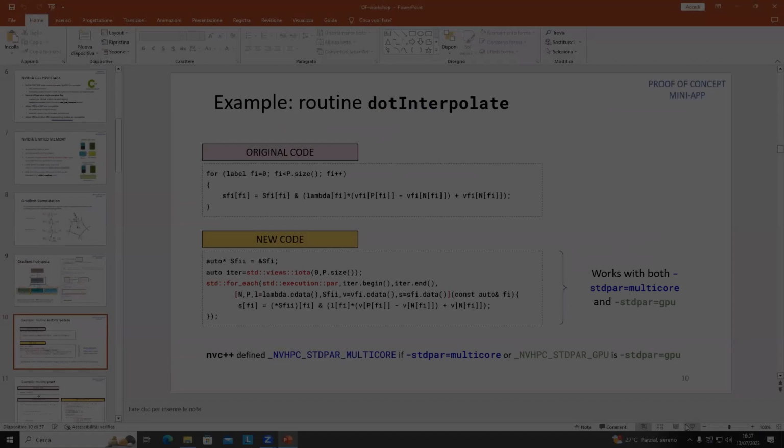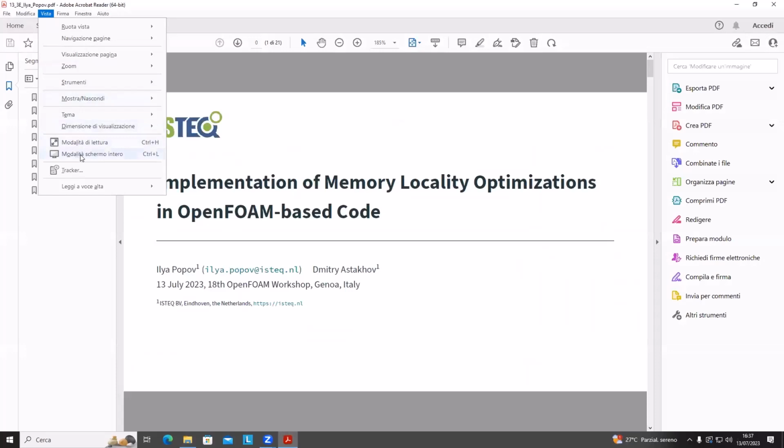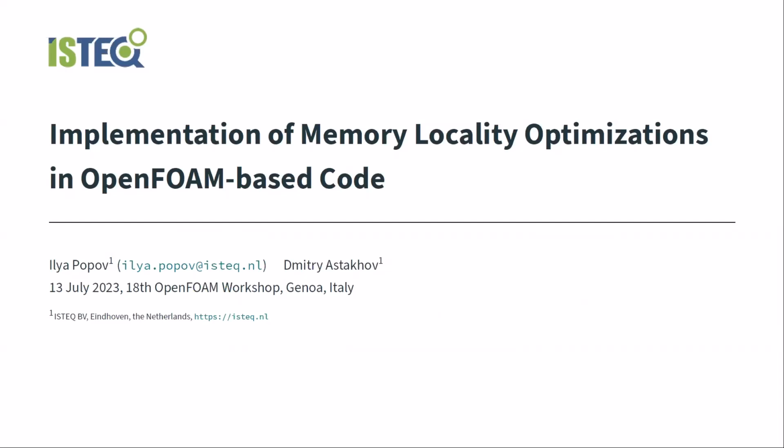Okay, next speaker is Ilya Popov, right? Okay, about the integration of memory locality optimizations into OpenFOAM. From ISEC BV, Eindhoven. What does ISEC mean? Is your institution a university or private? No, this is a private company. We do OpenFOAM based codes for plasma and fluid dynamics for the semiconductor industry. Okay, good. Thanks. Please.